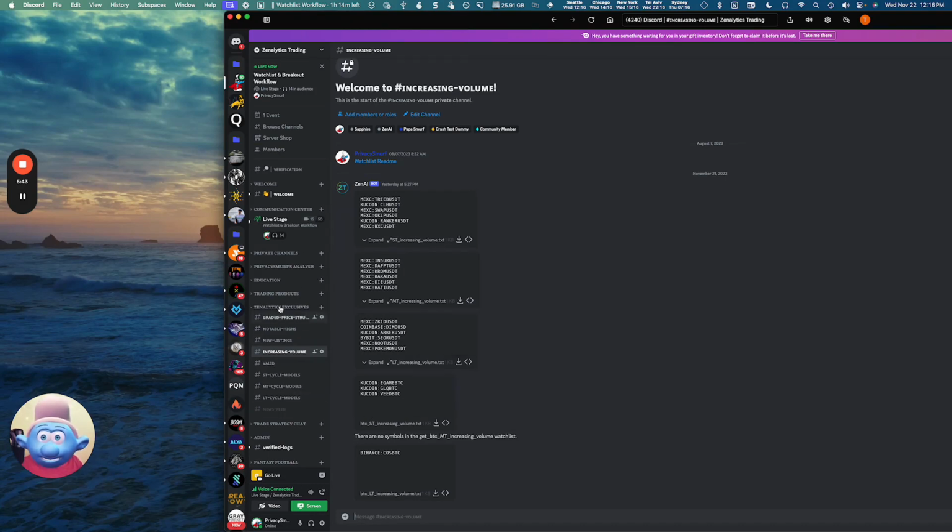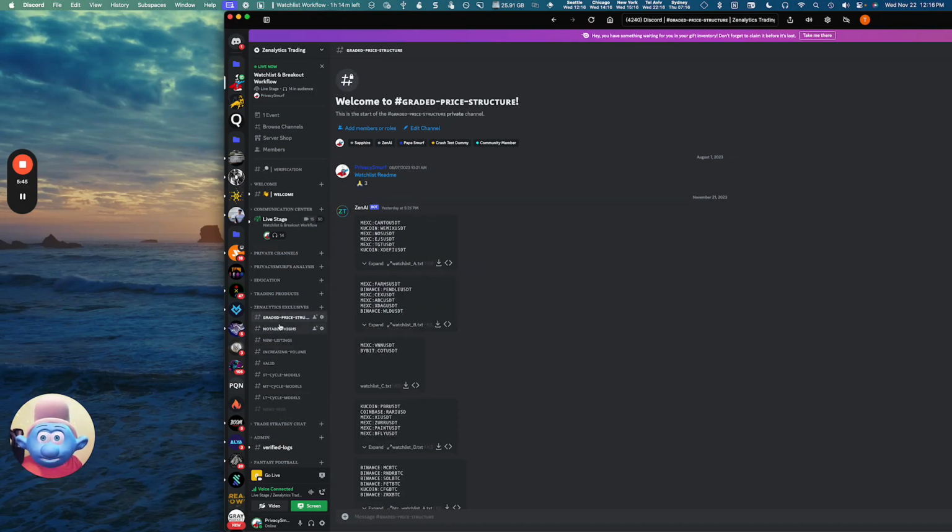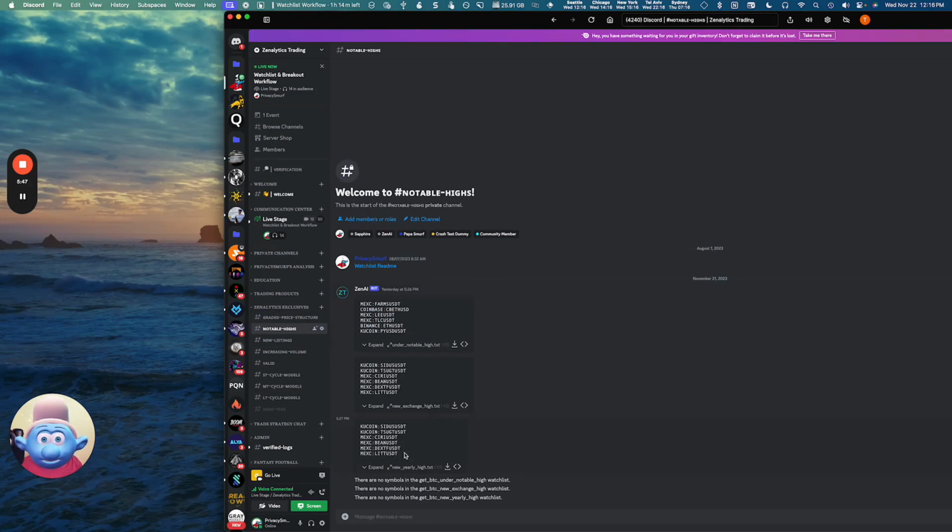There are some categories that won't have any symbols that qualify for that particular model, and there'll just be a line there that says there's no symbols in this watch list. So if there's not anything available, it won't just spit out an empty list for you to download.